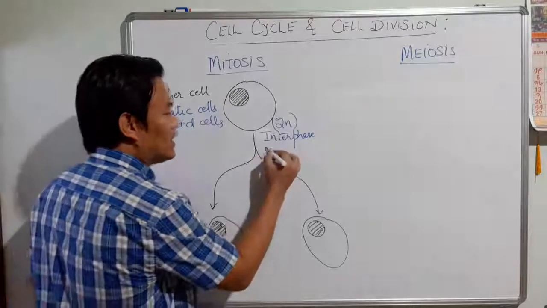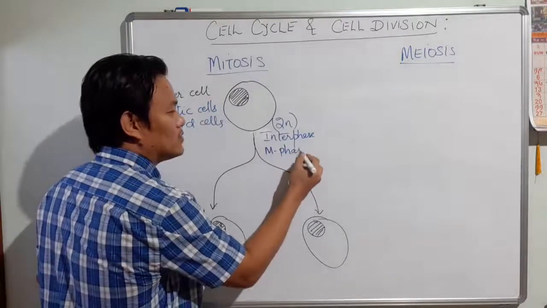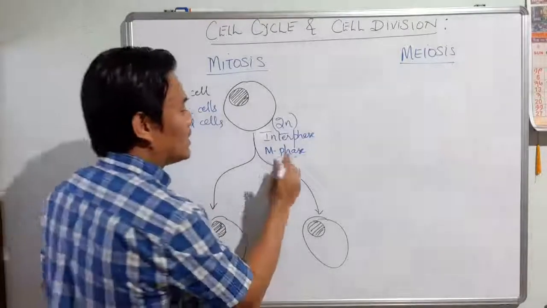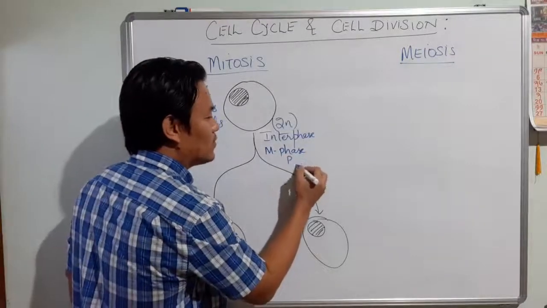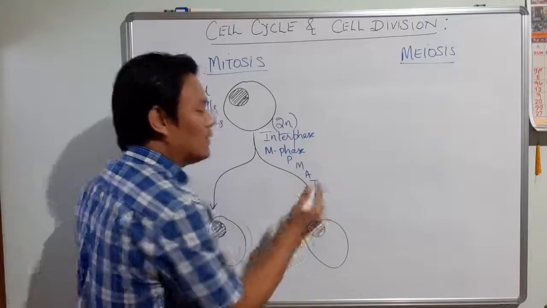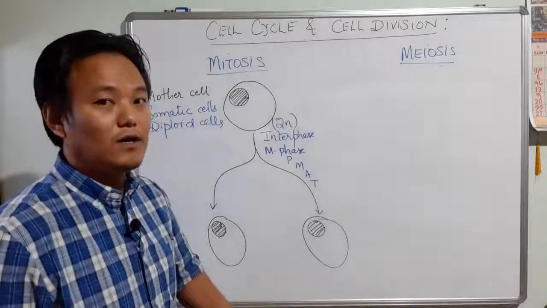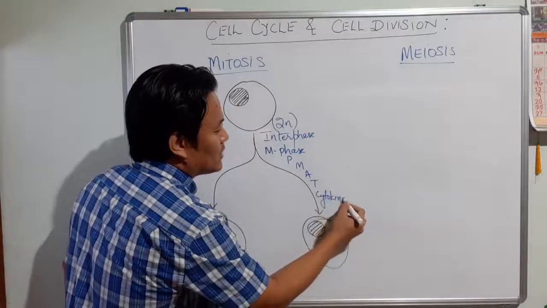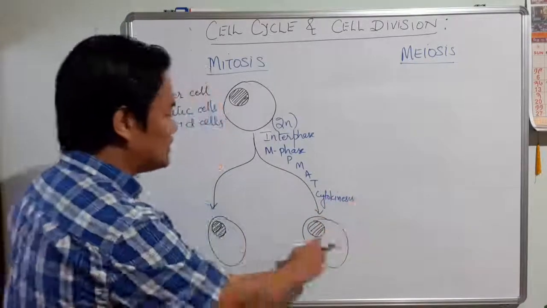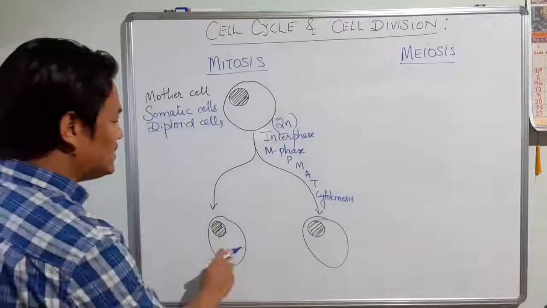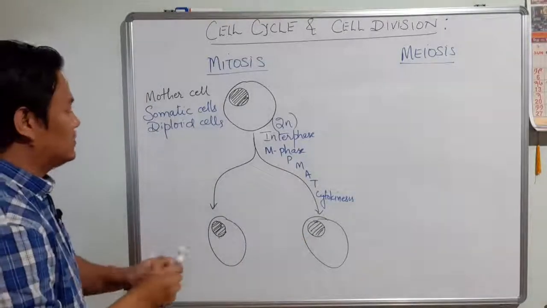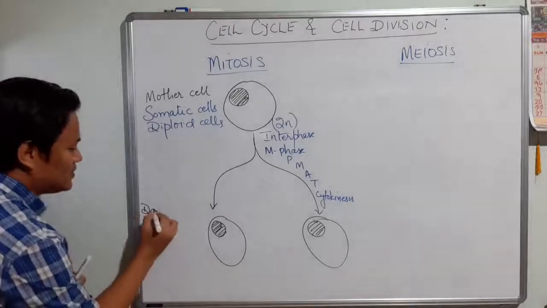After interphase comes M phase. M phase has karyokinesis and cytokinesis. Karyokinesis has prophase, metaphase, anaphase and telophase. And last, it undergoes cytokinesis and gives rise to two daughter cells. They are daughter cells.